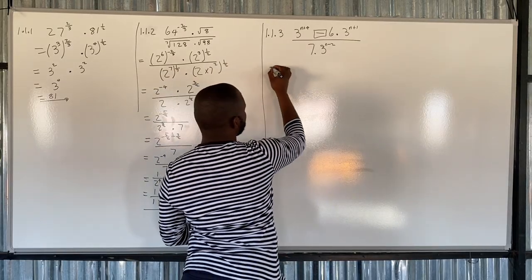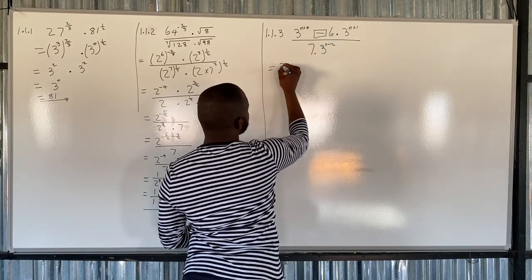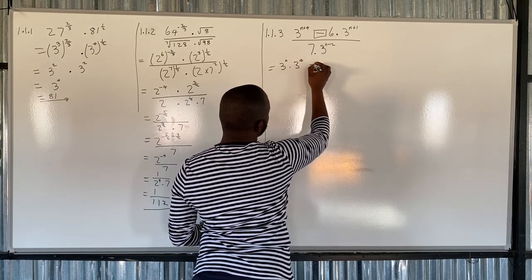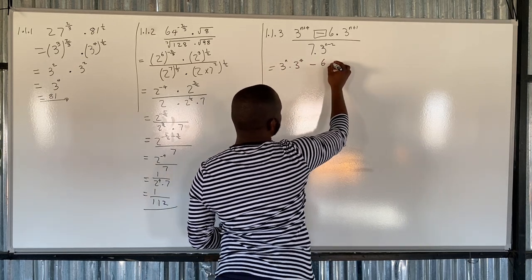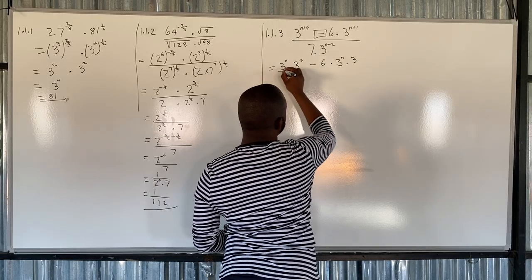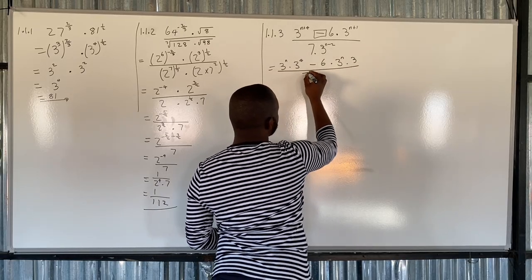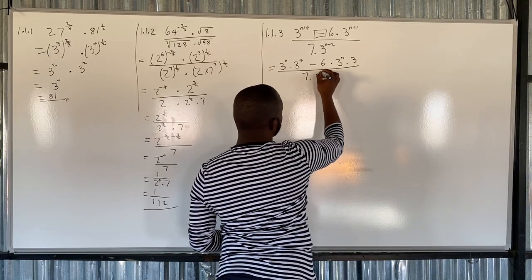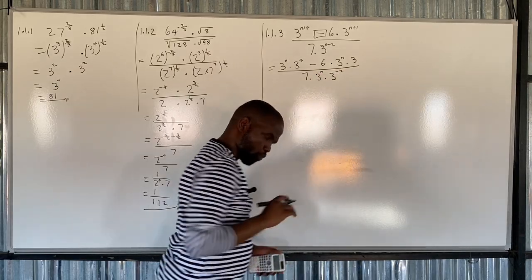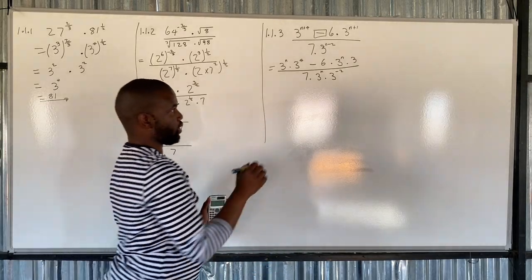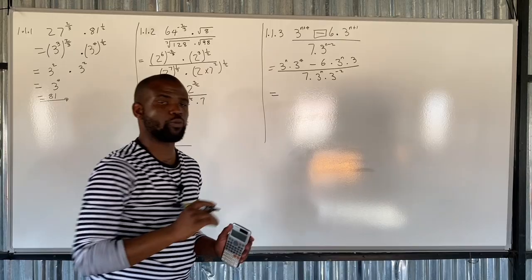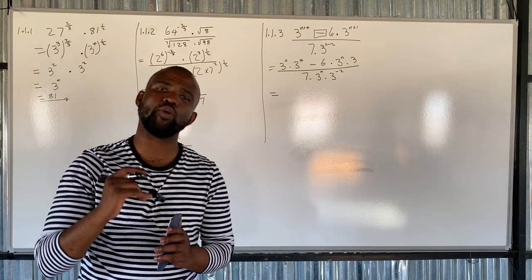Now, let's start. Now, separating this is going to be 3 to the power of n times 3 to the power of 4, then minus 6 times 3 to the power of n times 3, all over 7 times 3 to the power of n times 3 to the power of minus 2. Hopefully you are still on the same page there.